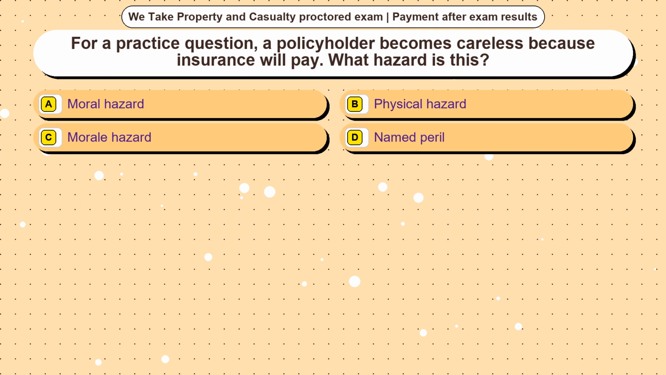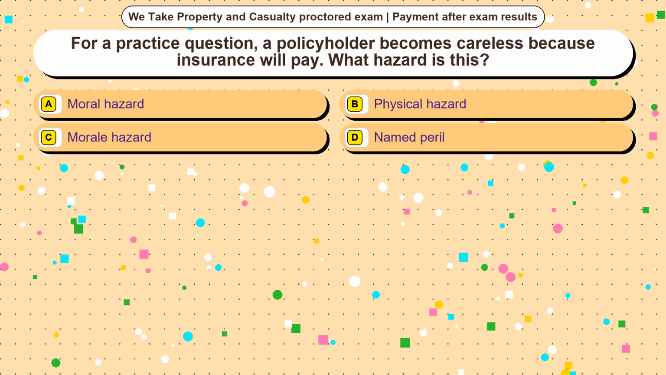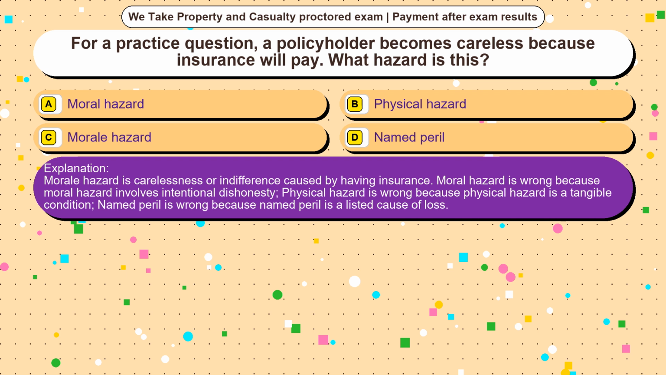Question 25. For a practice question, a policyholder becomes careless because insurance will pay. What hazard is this? Option A, moral hazard. Option B, physical hazard. Option C, morale hazard. Option D, named peril. The correct answer is option C. Morale hazard is carelessness or indifference caused by having insurance.